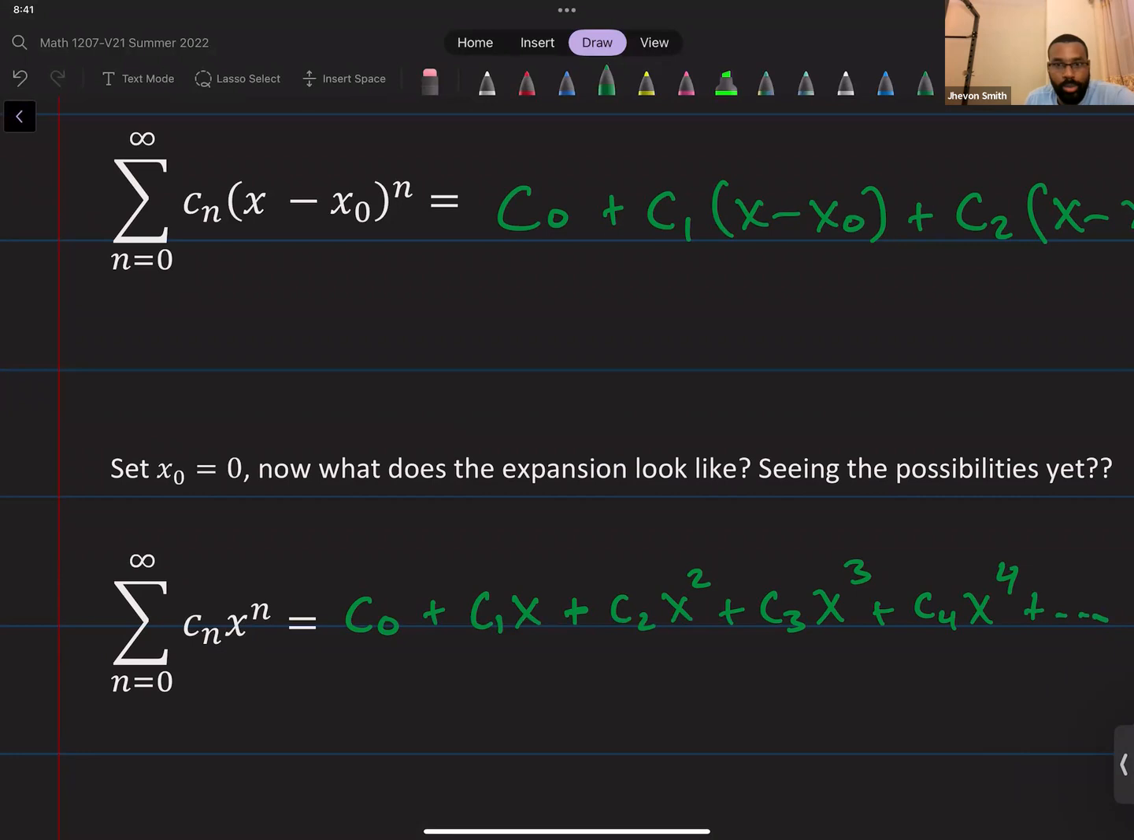What does that remind you of? Does that remind you of anything? What kind of formula is that? What are they called? Do you know the name? Do you remember the name?